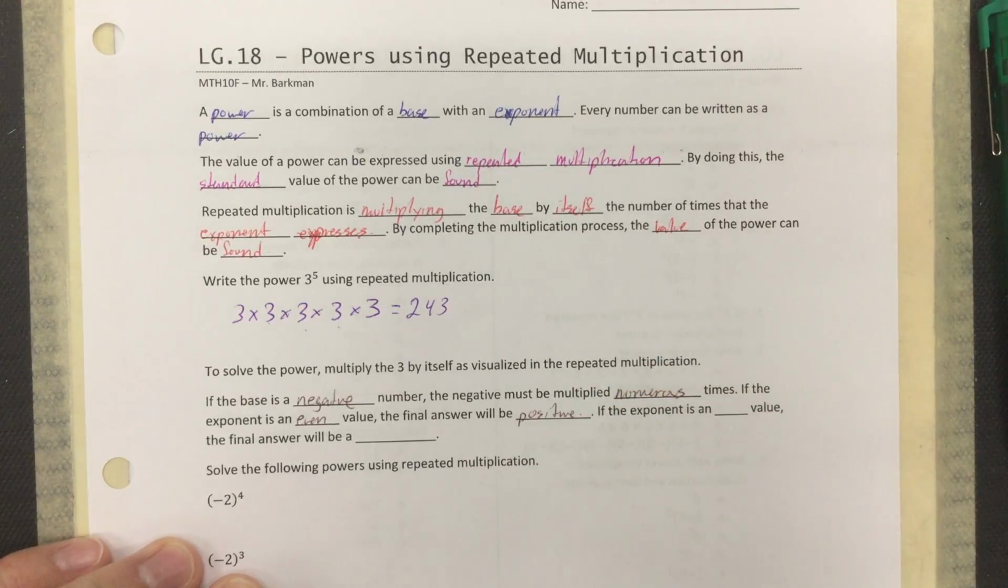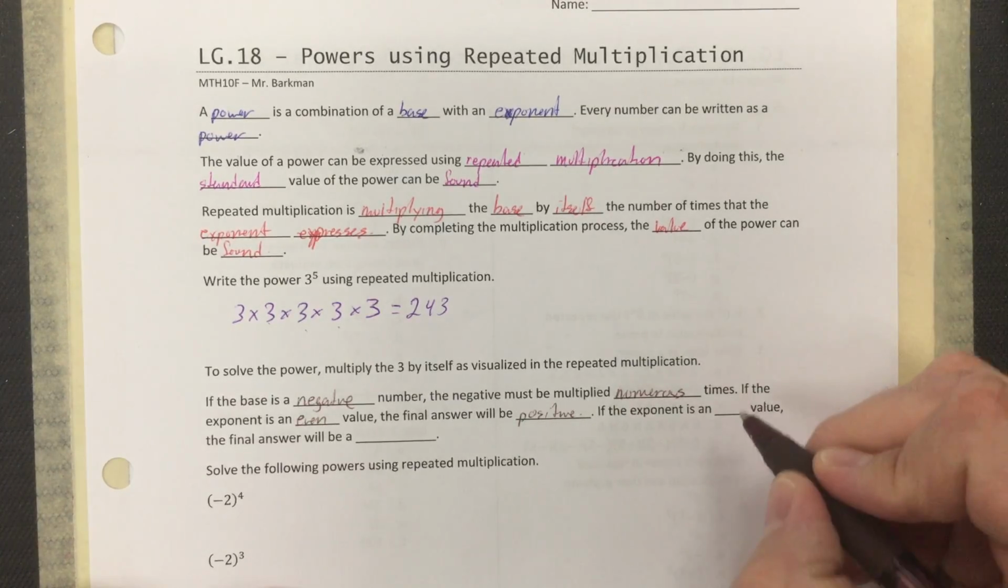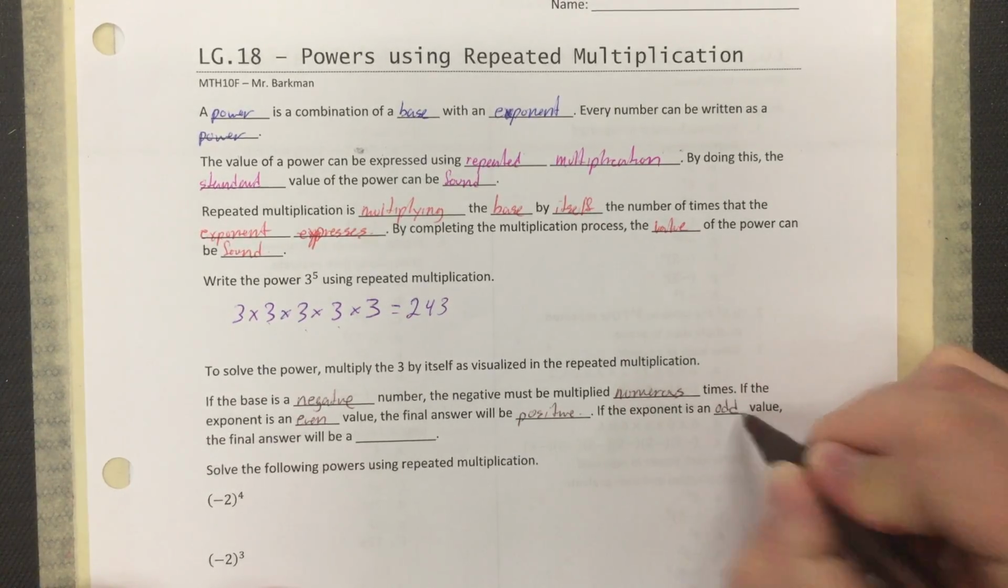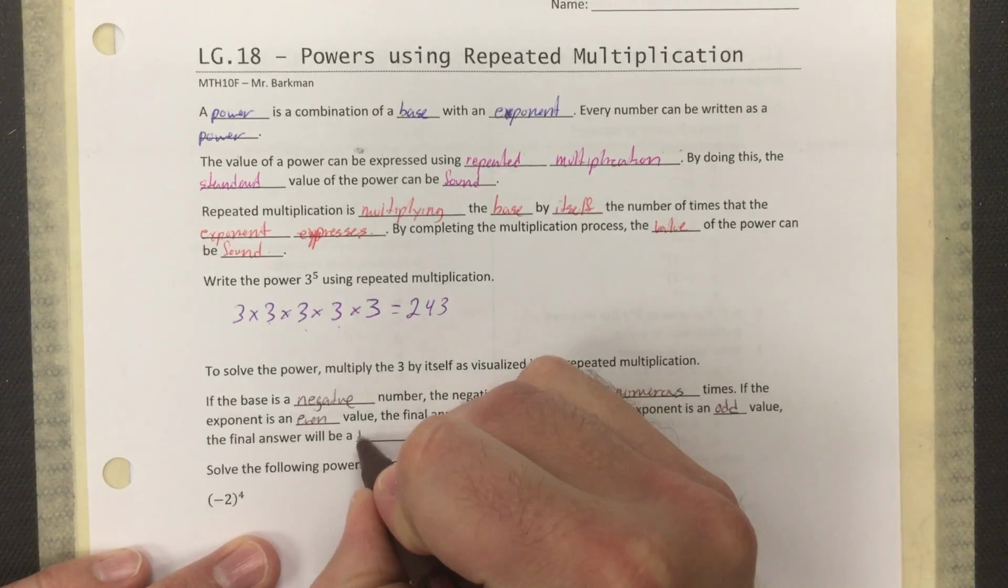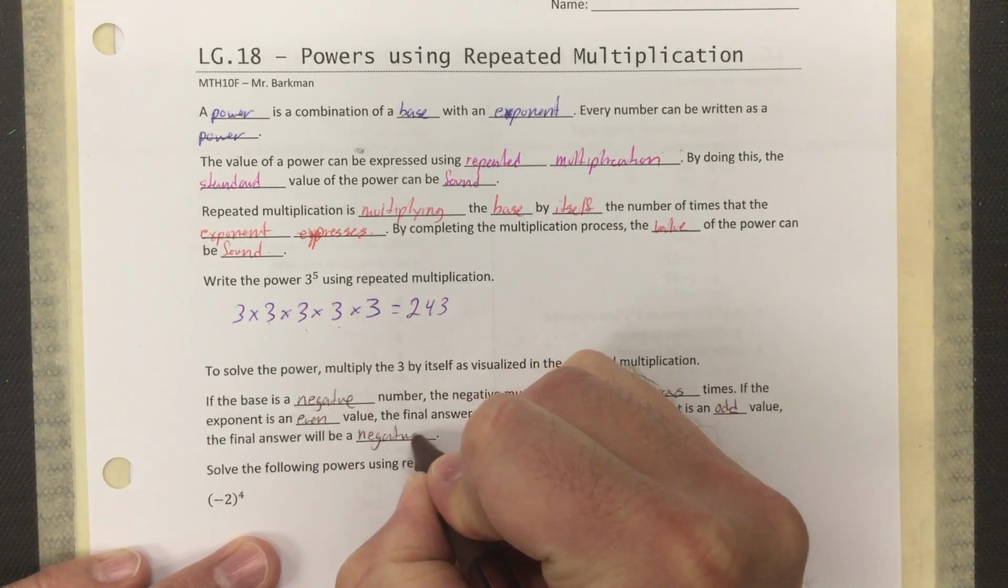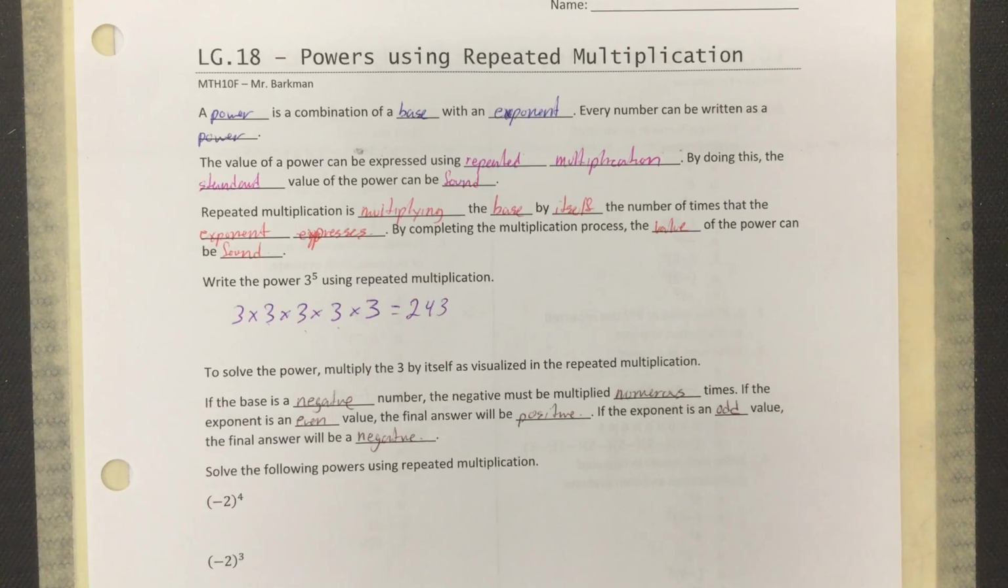Okay, and this is using multiplication with negatives, with integers based on what we've seen in the past, and we'll go through why that is in just a little bit. On the other hand, if the exponent is an odd value, the answer will be a negative, or it will stay as a negative. Okay, let's solve the following ones, and we're going to see exactly what we mean.